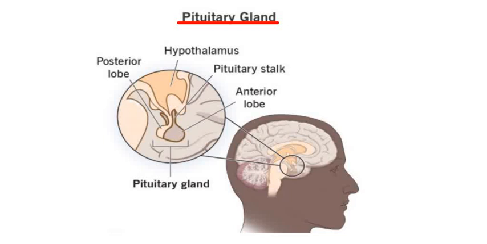In this video, we're going to go over the pituitary gland. Now, the pituitary gland is the small gland that is found at the base of the brain. As you can see, that is the base of the brain and there it is.